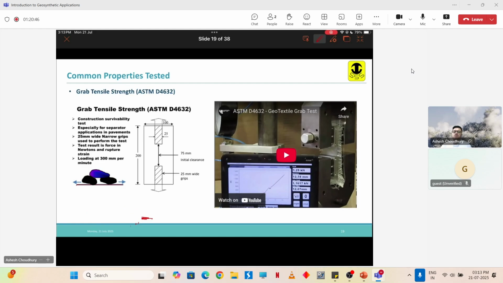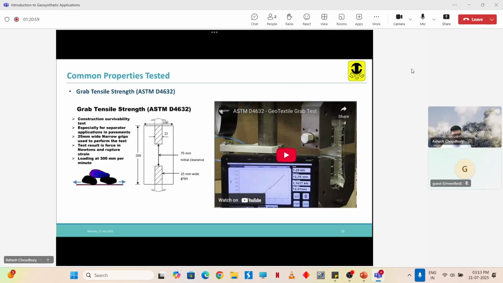The test result is force in newtons and the rupture strain. The loading rate is 300 mm per minute. You can see the test diagram shown here. We have a geotextile. The grips are 25 mm wide, the initial carriage gap is 75 mm, then again 25 mm. So we have a 100 by 200 mm test sample where we test this. Let us see this test video.